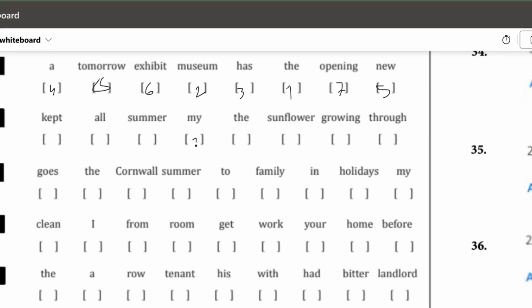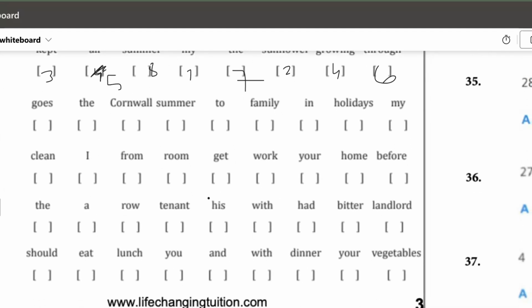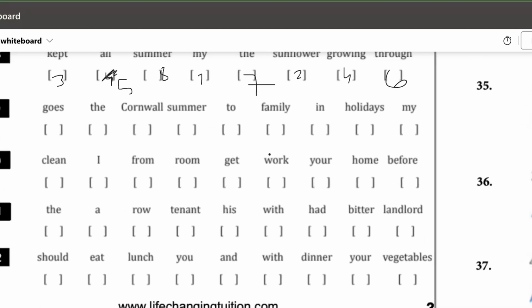My sunflower kept growing. Kept growing. There should be 4. All through the summer. Question number 28. My family goes to Cornwall in the summers. My family goes to Cornwall in the that should be 7. Summer.